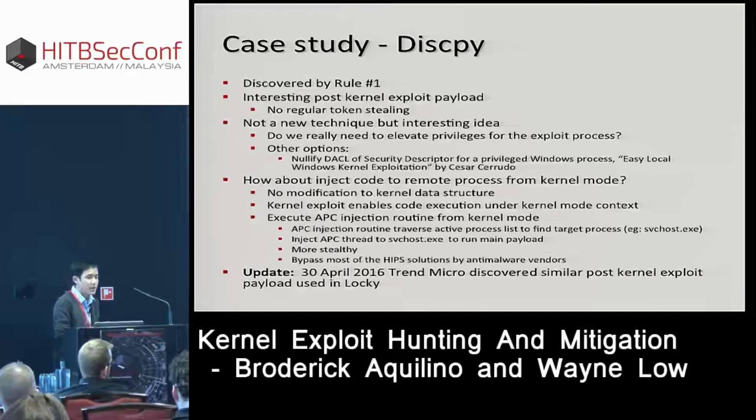Interestingly, last month, Trend Micro also discovered a similar post-kernel exploit payload used by Locky, a notorious ransomware, in order to elevate the malware process privilege.